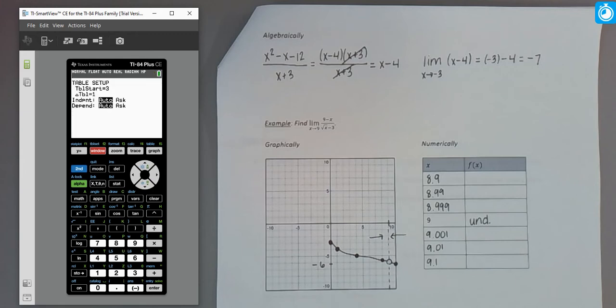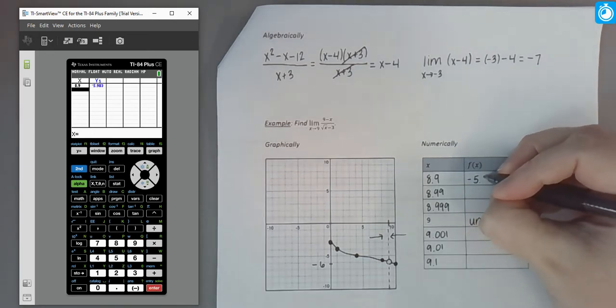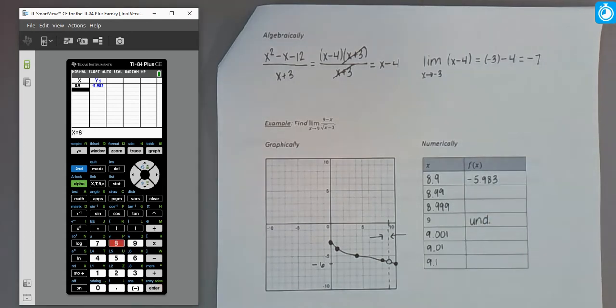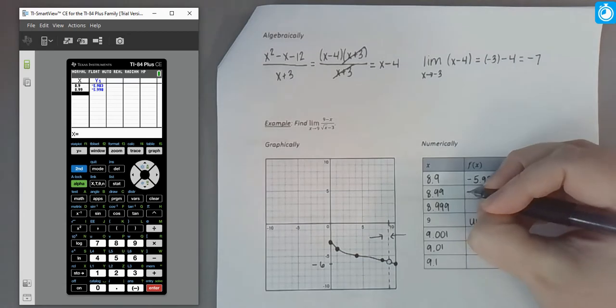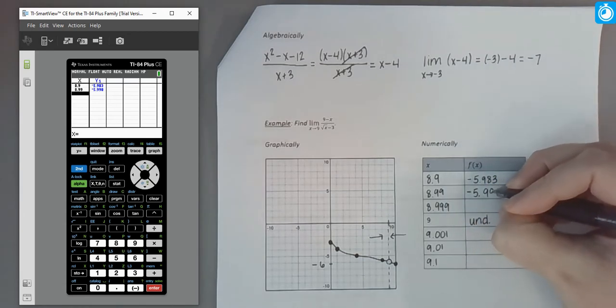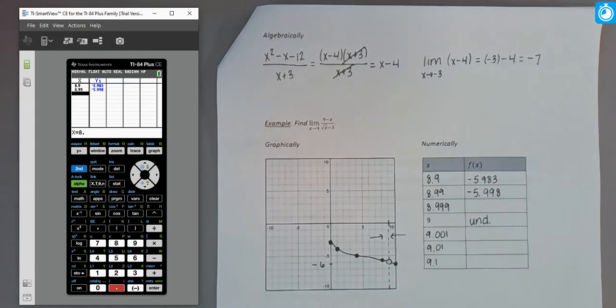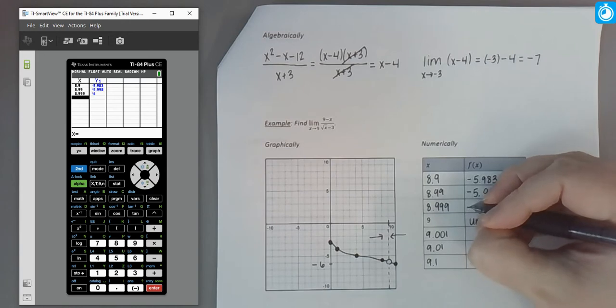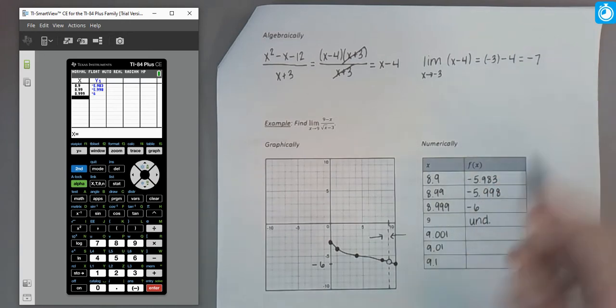So let's change the table settings to get those numbers that we want. So I'm going to change it to ask, go back into my table, and then we want to evaluate with these values. So at 8.9, negative 5.983, 8.99, negative 5.998, and then 8.999, we're at negative 6, but not quite negative 6. So close to negative 6 that your graphing calculator says it's negative 6. But again, keep in mind there are limits in terms of how many decimals your calculator can type, which is why it has negative 6 there as opposed to negative 5 point something.